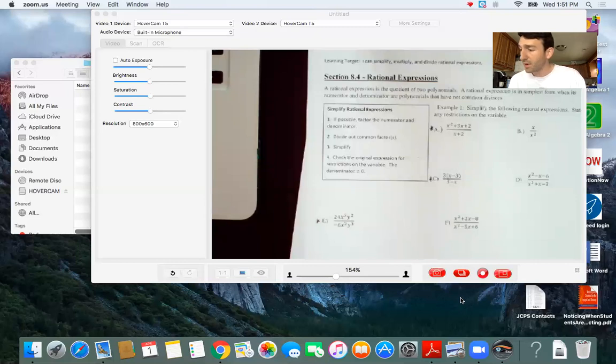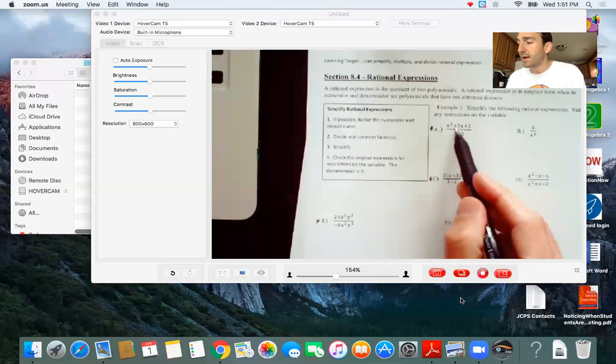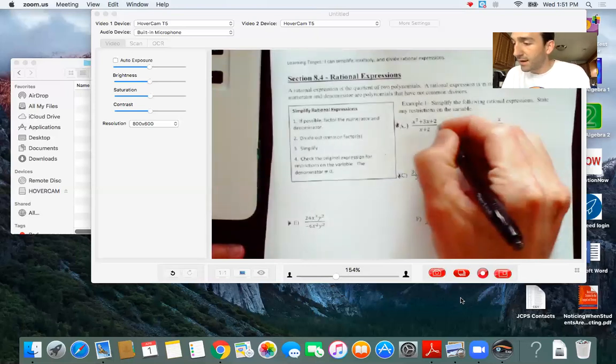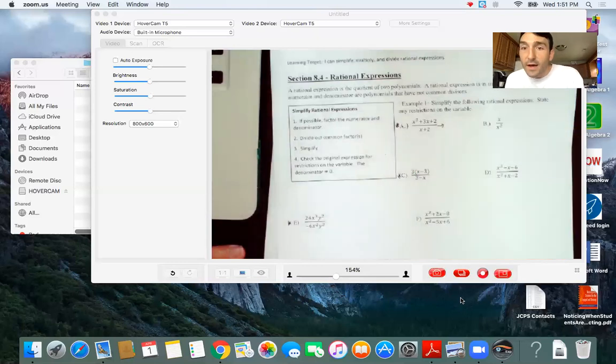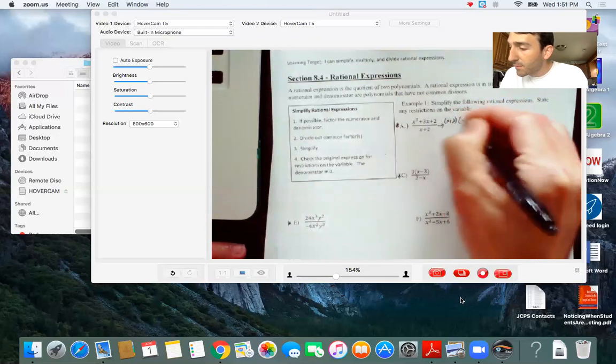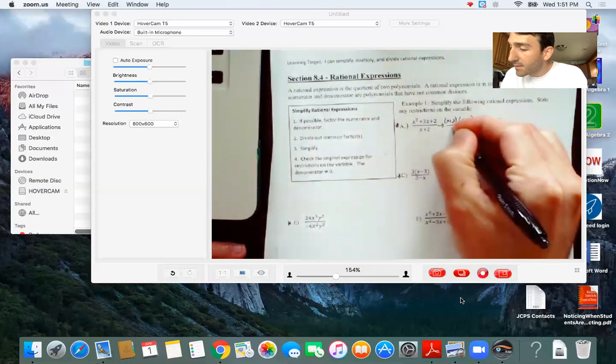So we will jump right into example A, where we have x squared plus 3x plus 2 over x plus 2. So obviously our numerator is a quadratic. So we'll start by writing that as the product of two binomials, if possible. So what multiplies to 2 but adds to 3? That'd be 2 and 1. So I'm going to rewrite the top as x plus 2 times x plus 1, and that's over x plus 2.